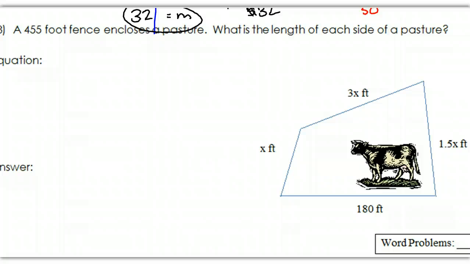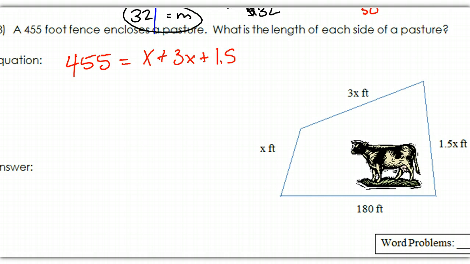So here we have 455 feet of fence. So that's our answer to the question here. And we want to figure out what's the length of each side of the pasture. So here what we do is we actually add up all the sides. We get x plus 3x plus 1.5x plus 180. So those four sides added up give us that answer.